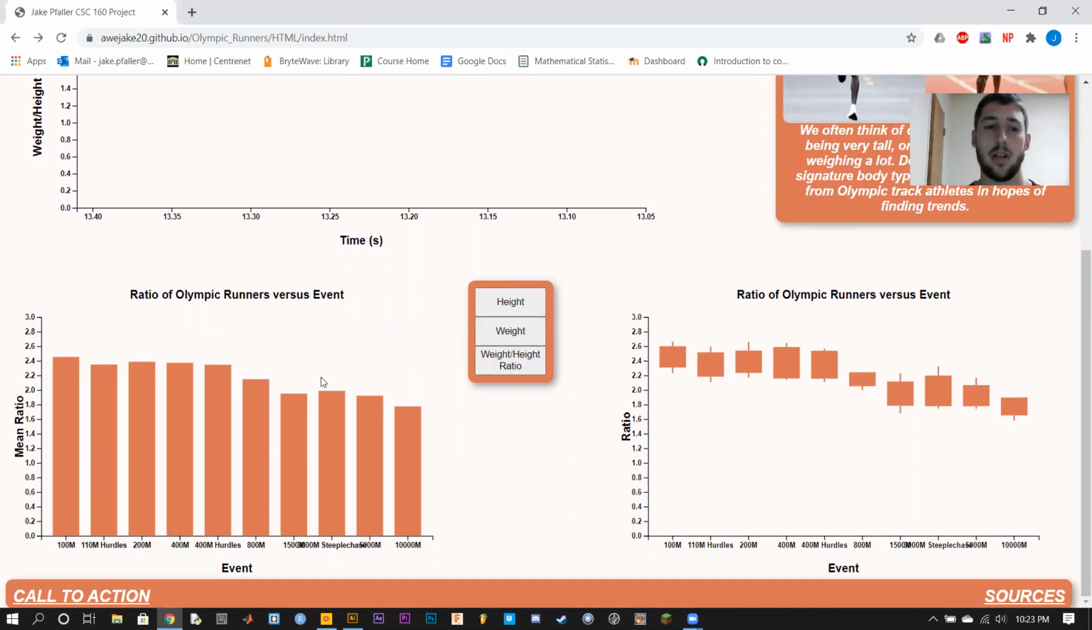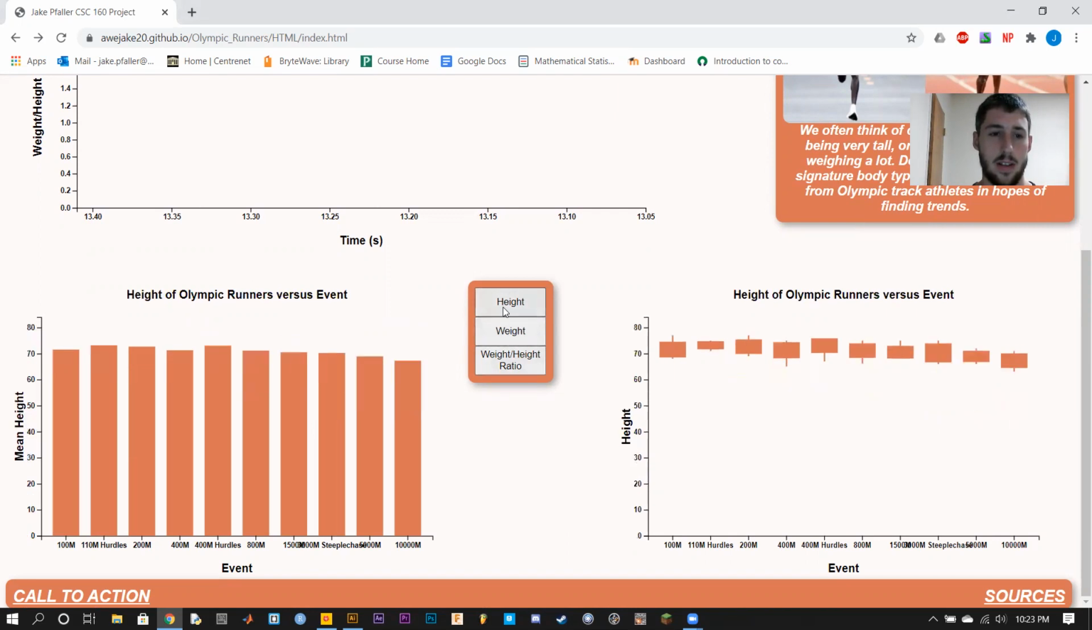The graph on the left is a bar graph where we're just given the mean for each of these values. So the mean height, mean weight, mean ratio. And here on the right, we see a box and whiskers plot of the same data. And if you don't know what a box and whiskers plot is, the box for each category is centered at the mean, so it matches up with the bar graph on the left. But then the height of the box is plus or minus one standard deviation from the mean, so you can kind of see the variation in the data around the mean.